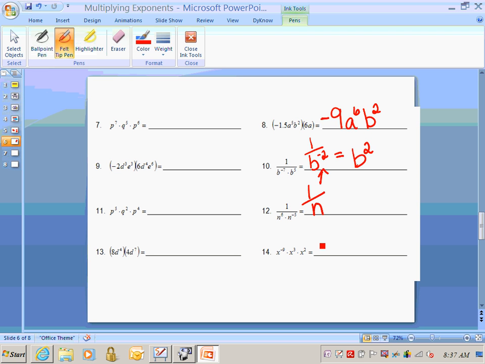Okay, number 14, I have what? x to the negative 4, very good. The reason it's not 3x is because we're not adding. This is not a plus sign, this is a times, right? Okay, so can I leave it like this? No. Where's it got to go? Bottom. It's got to go down. So I'm going to have what? 1 over x to the 4th power.